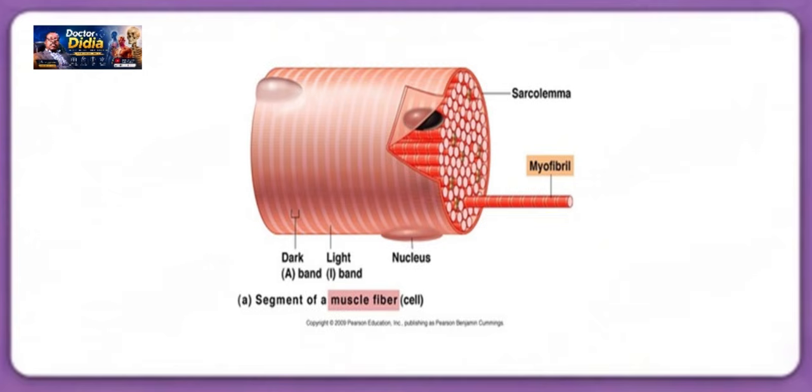After staining with hematoxylin stain, the striations are seen as alternate dark and light bands that stretch across the muscle fiber. The dark bands are called A bands, while the light bands are called I bands. The cytoplasm, or the sarcoplasm also contains the usual cell organelles.